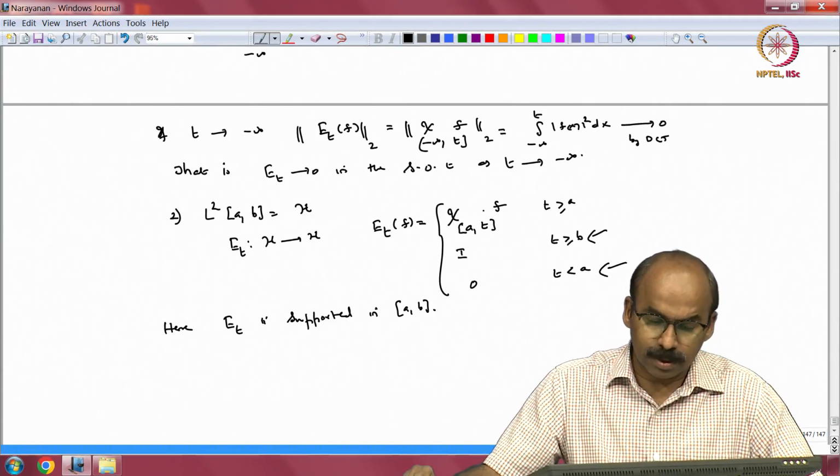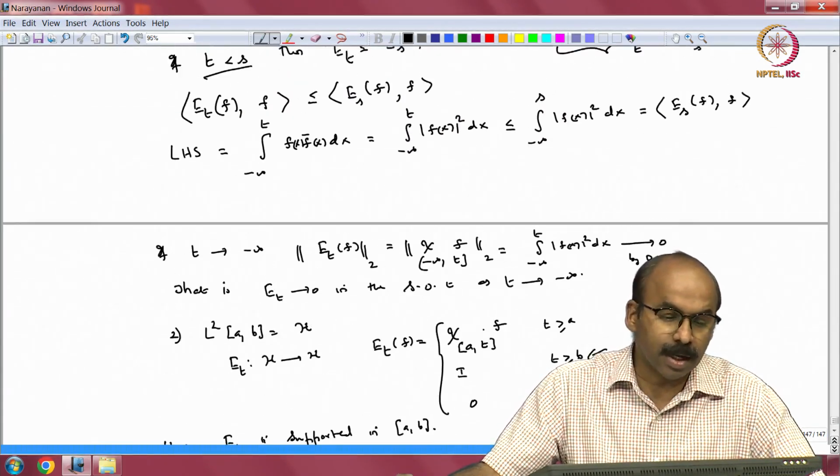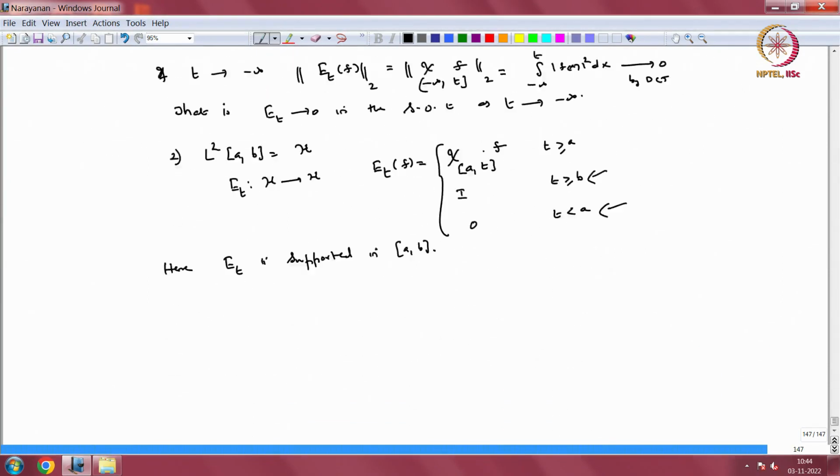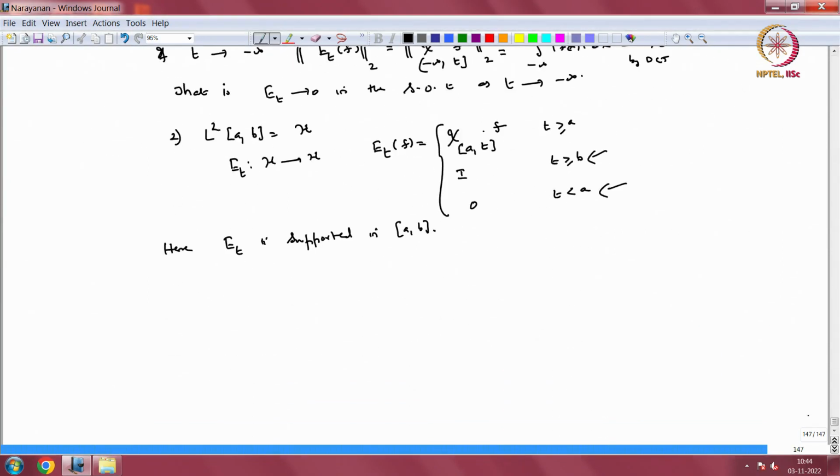Now, let us go back and look at the first example, and see how we get a projection valued measure from here. Okay, so let us see that.